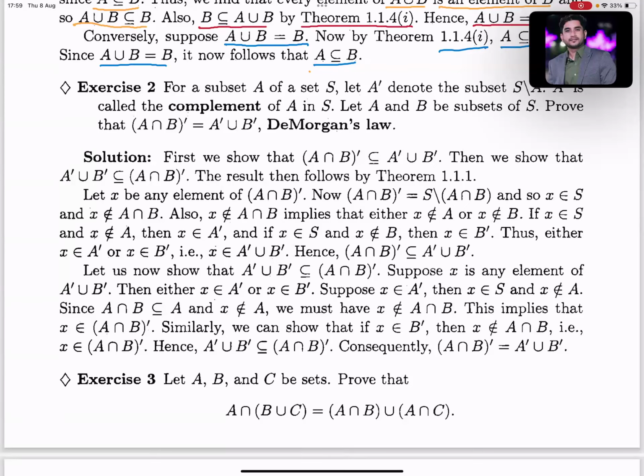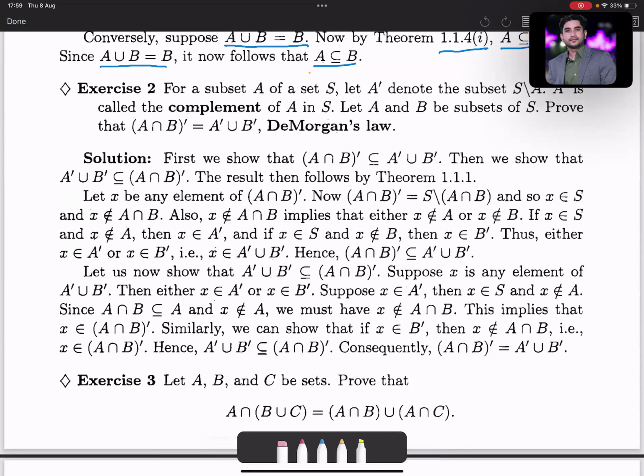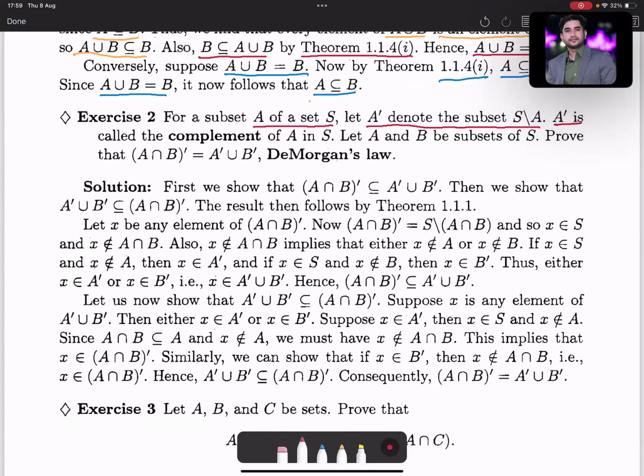Let's do the number 2. So we have a subset A of a set S. A complement denotes this. A complement is called the complement of A in S. Let A and B be subsets of S.